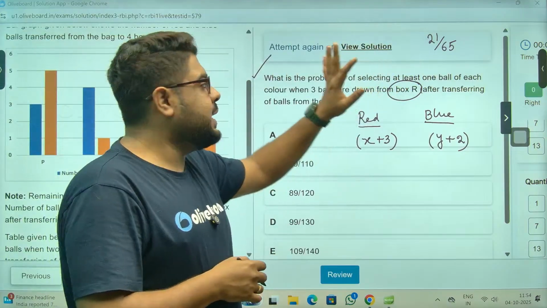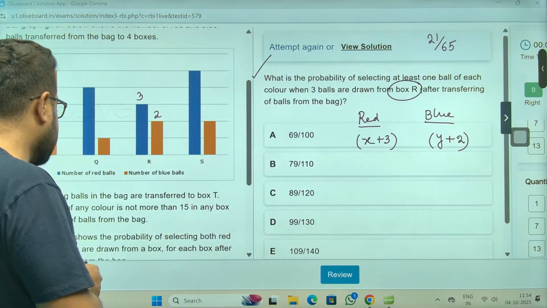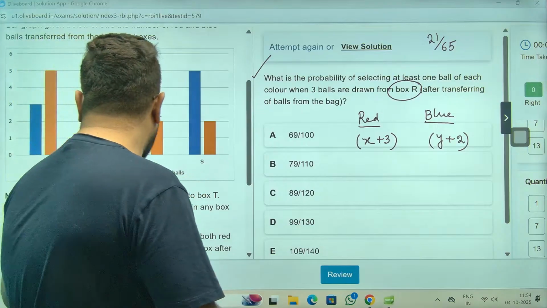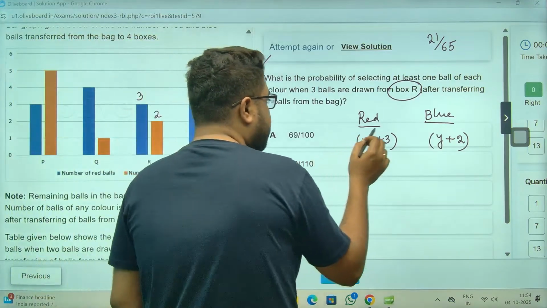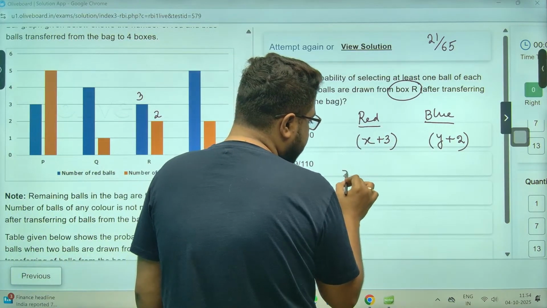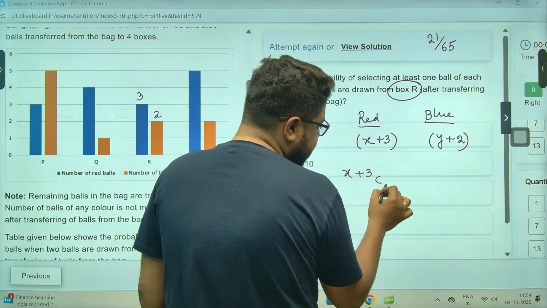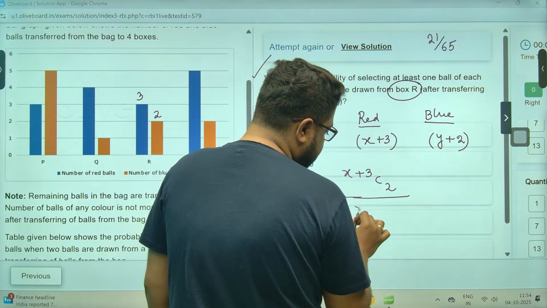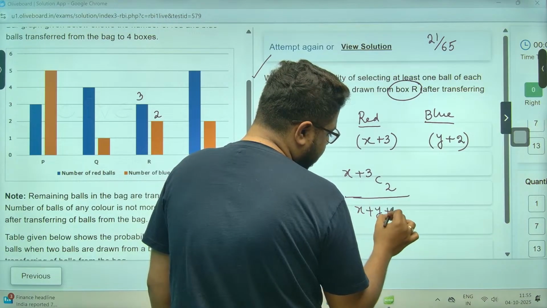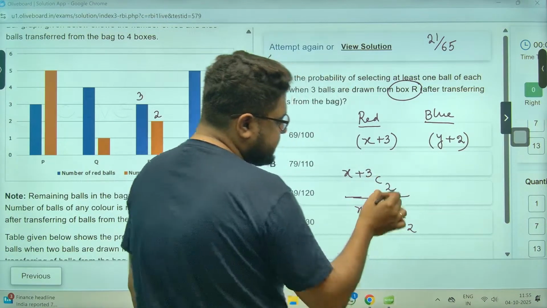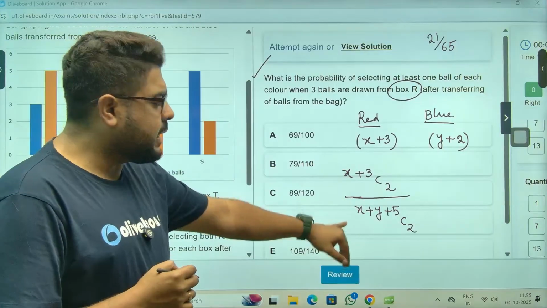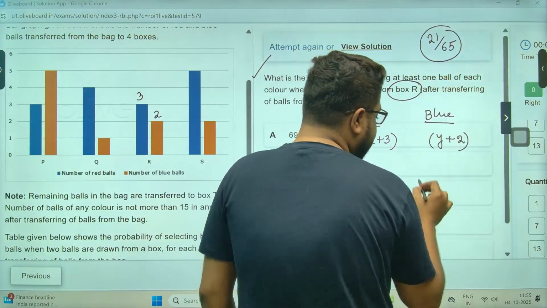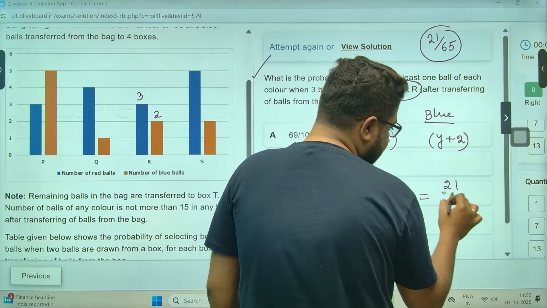Now, they are saying if you try to take two balls out of the box, both will be red. The probability will be X plus 3 C2 divided by the total, which is X plus Y plus 3 plus 2, that is 5, C2. This is the probability. The definition is from classical probability. This is given as 21 by 65.